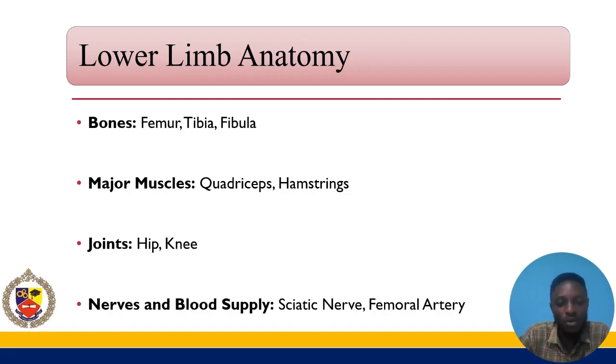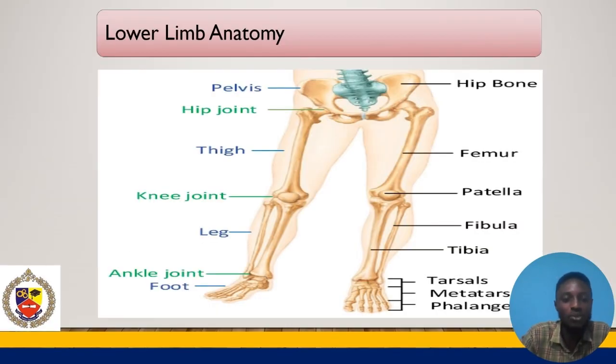I'll talk about the nerves another time. The sciatic nerve is the nerve that helps to send signals to the brain in the lower limbs. We also have the femoral artery, which helps to supply blood to the lower part of the body, that is the limb, the thigh and the legs. So this is a diagram representation of what I'm talking about here.